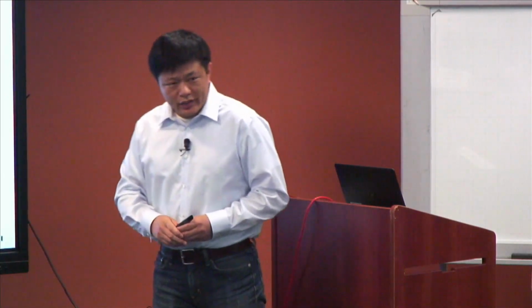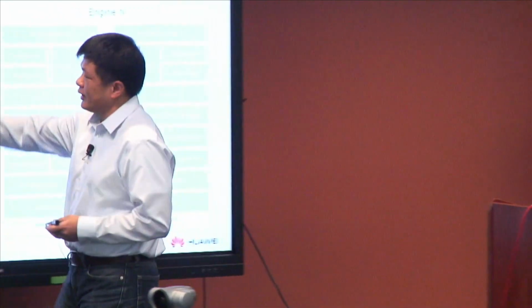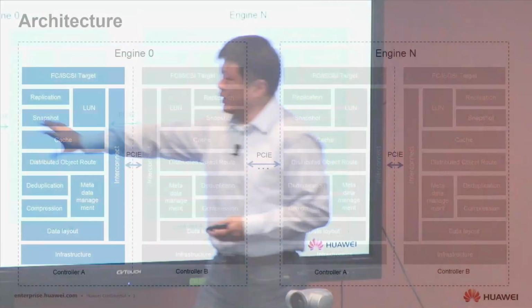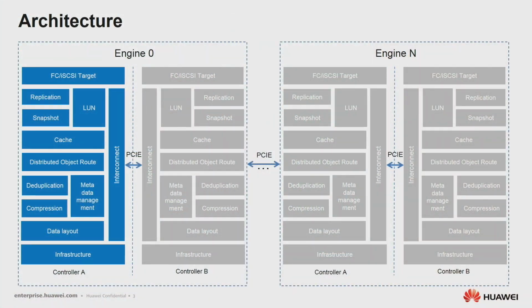So this is our Dorado architecture. It's quite conventional in the sense that we still have the target, replication, snapshot, and management. Then we have cache and the route. Below that, we have the deduplication engine and compression engine. Then the metadata management. This is where most of the change happens. Then we optimize our data layout to fit SSDs. And underlying, we have a very optimized infrastructure as well.